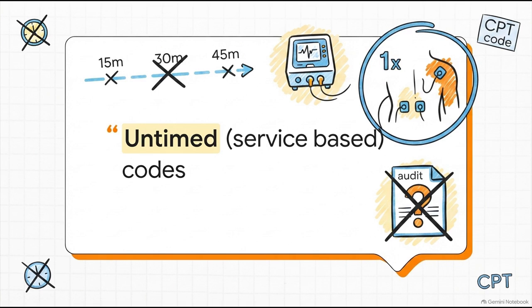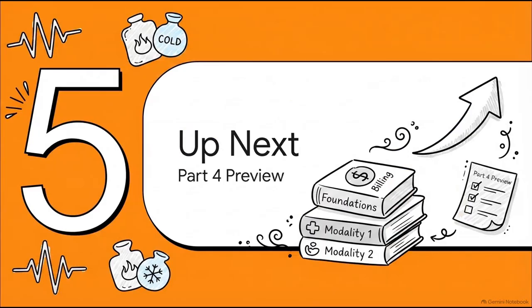And on top of that, it doesn't matter how many areas you treat. If a patient gets unattended E-Stim on their lower back and their right shoulder during the exact same visit, you still only bill 97014 one time. It's based purely on the service being provided, not the time spent or the anatomy. Billing multiple units here is pretty much a guaranteed way to trigger an audit.